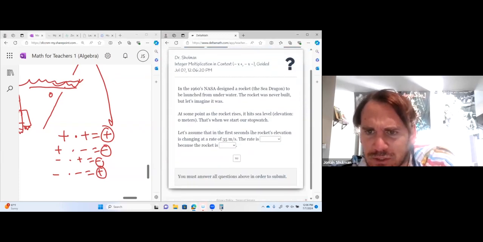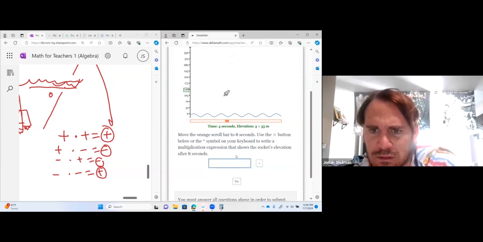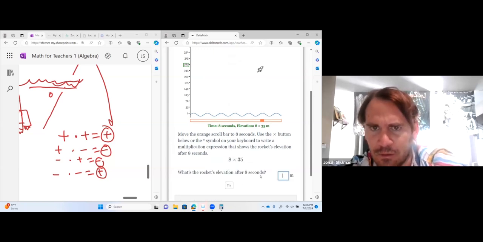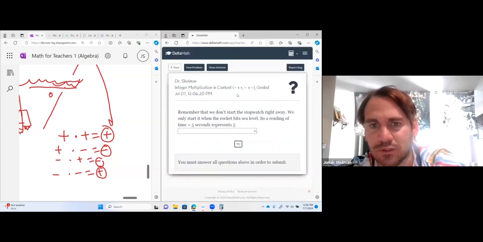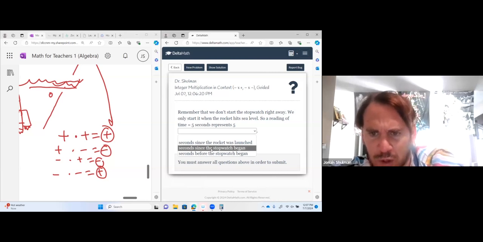All right, let's assume that the first second, the rocket's elevation rate is 35, positive because the rocket is rising. Nice. We moved it. We want 8 seconds. It's 8 times 35. We're at 280. That's why the x-axis is usually called input versus output. Remember, we don't start the stopwatch right away. We only start it when the rocket hits sea level. So reading a time of 5 seconds represents the seconds since the stopwatch began.